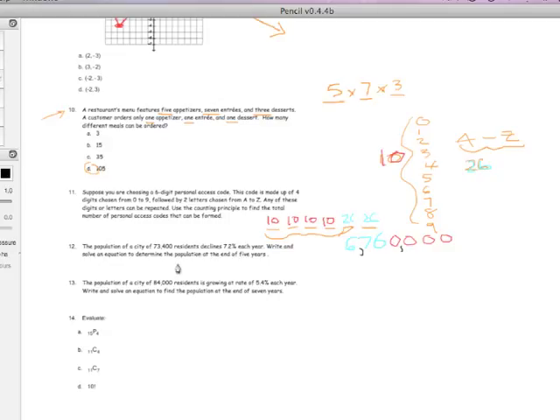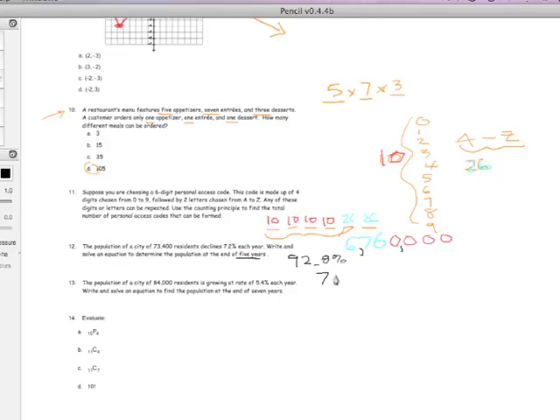Okay, just enough time to do this. The population of a city of 73,400 residents declines 7.2% each year. Write and solve an equation to find the population after 5 years. Okay, so if something goes down by 7.2%, 92.8% is left after each year. I might give you a second to think about that, right? Let's do a really easy example. If something goes down 10% each year, then it will be 90% of its original value.